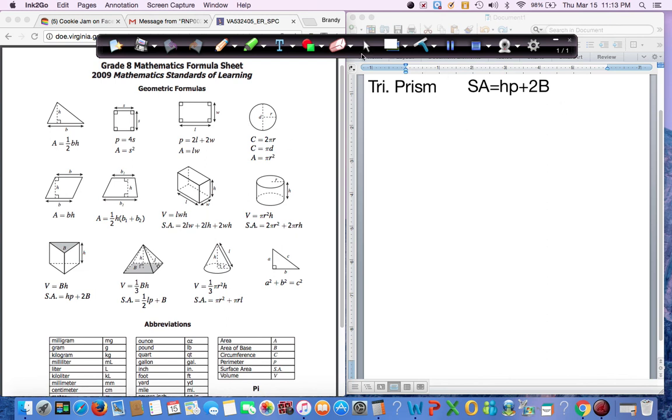So, real quick, I'm just going to write that down over here so we don't forget. Area equals 1/2 times the base times the height.